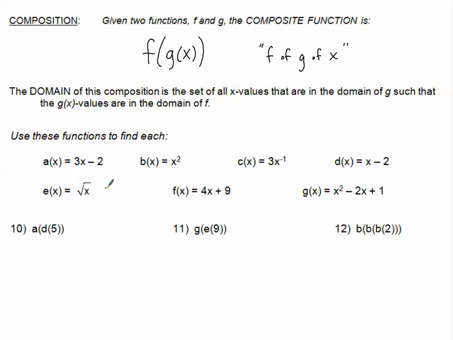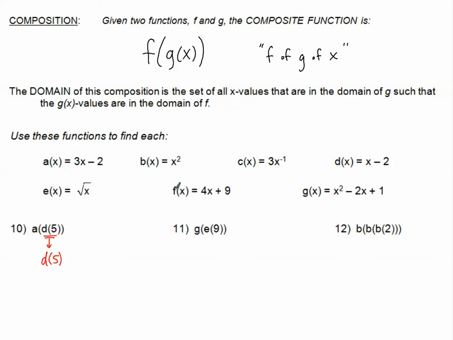Here's a new set of functions. Here's another 7. They're different functions. And let's start with compositions involving numbers. I think that's an easier input to deal with. Let's say we have this one, and this is how you would read it: a of d of 5. Basically, we're going to start inside with d of 5. I'm going to start with that function. Find d of 5 for me.